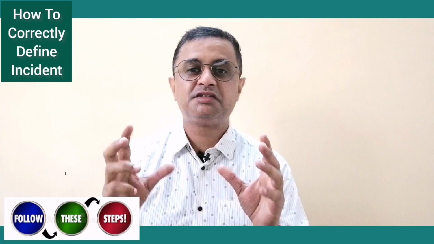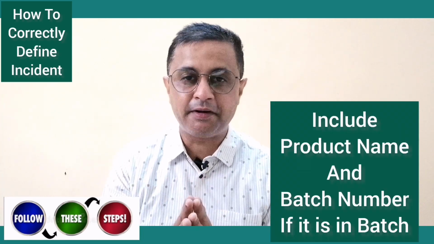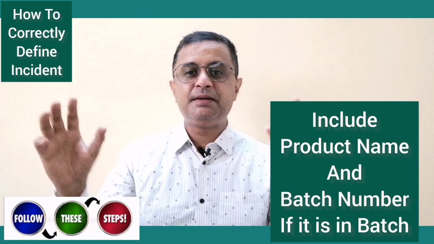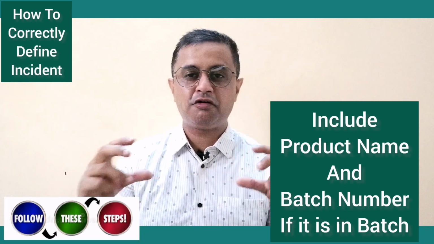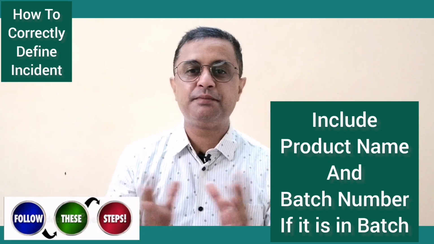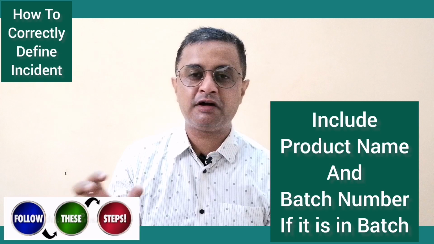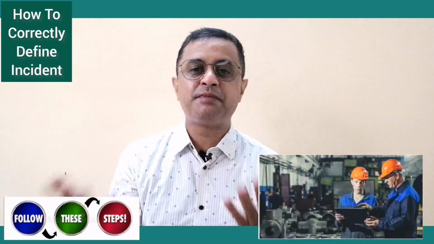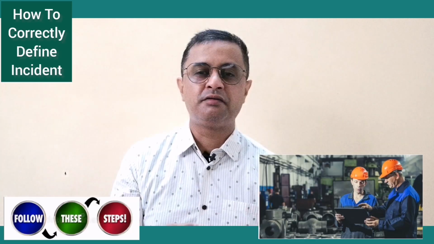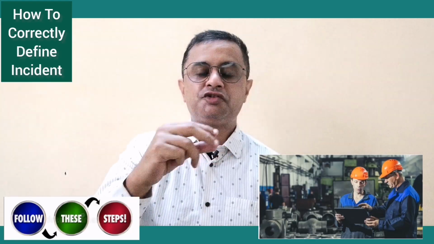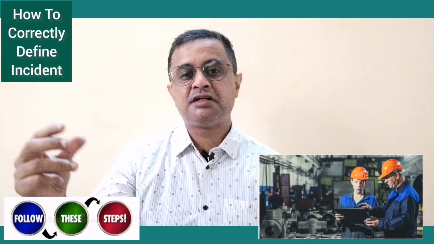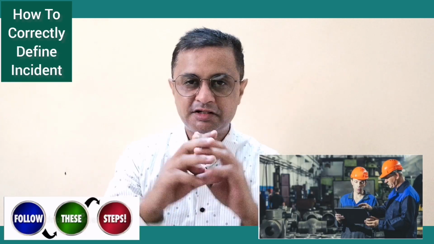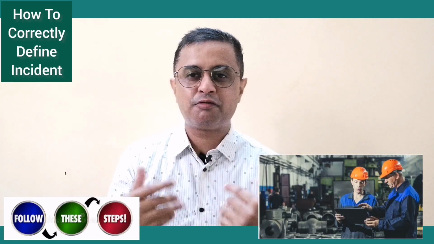Now, what is the problem statement? What happened? This is very important. The what part of the incident is very, very important. You have to clearly write what happened or what the observation was. Don't just write machine breakdown. For example, if I write machine breakdown on that date, by the person so and so, in this area, this does not give me any idea what the breakdown was.